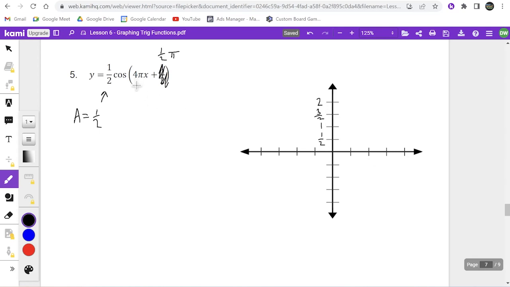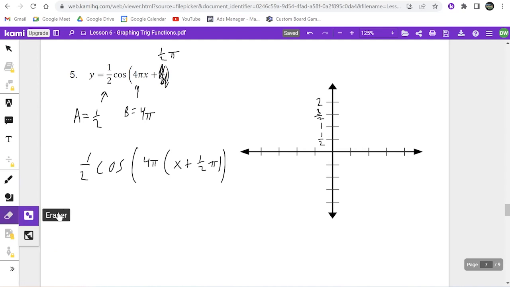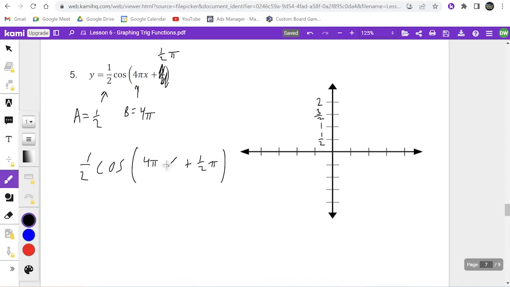Now for the b. So the b is 4 pi, but you see how it's missing parentheses? Like before, it would have looked like this: 1/2, parenthesis, 4 pi, parenthesis, x plus 1/2 pi. This is what we saw before, but this is not what we have. That second set of parentheses is missing. Is that important? Absolutely. What you need to do right here is divide both by 4 pi. You're not really dividing, you're factoring out 4 pi.